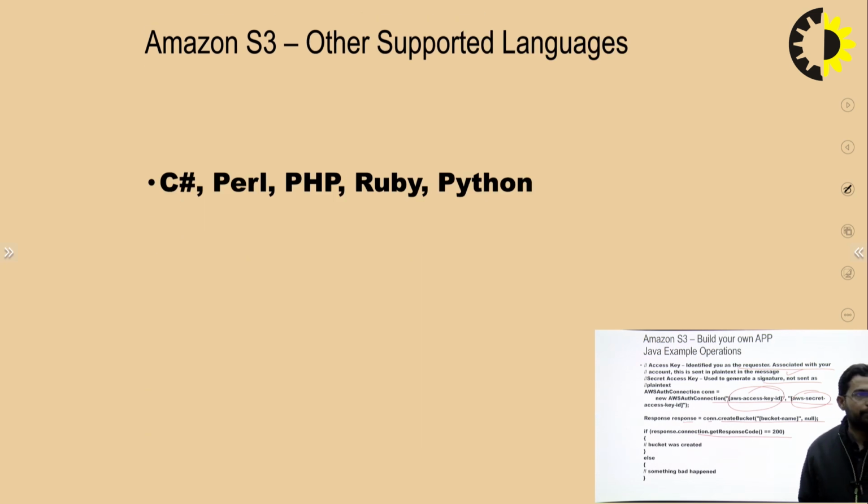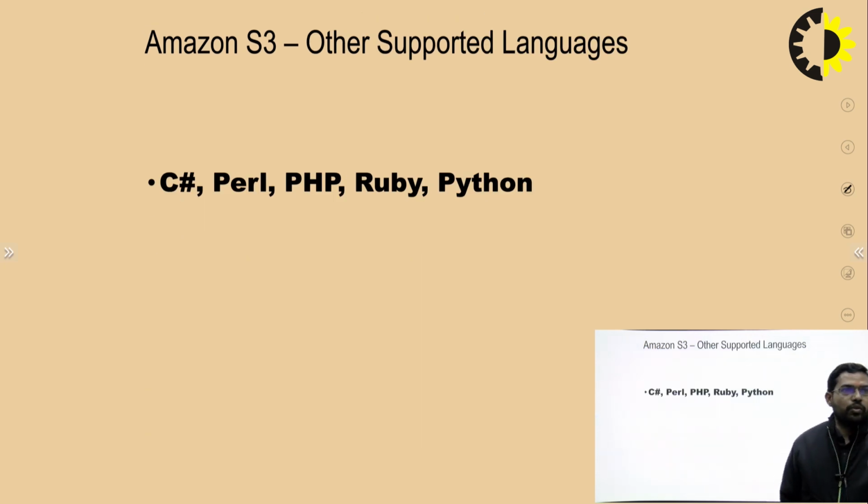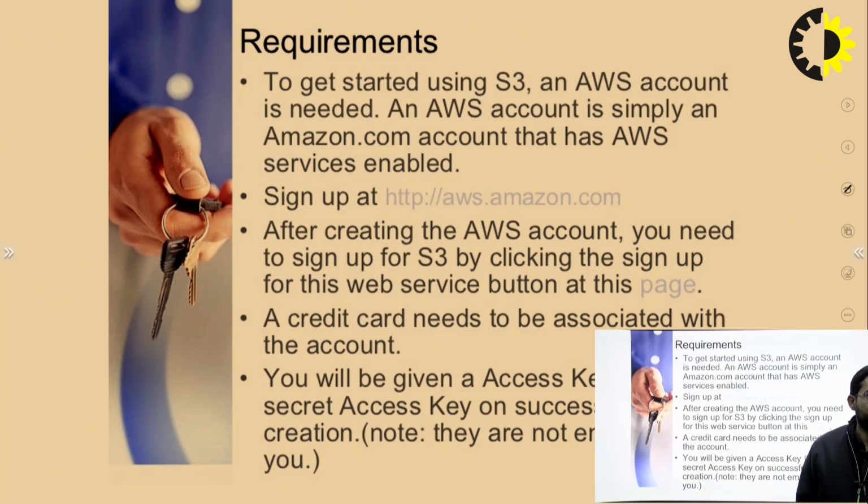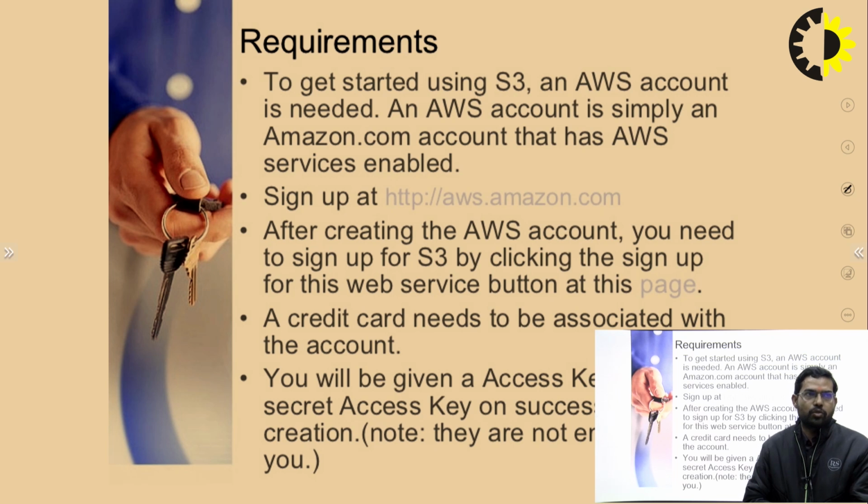That is the key. We can use different languages: C#, Perl, PHP, Ruby, Python. These are the supported languages, after that Java. So what are the requirements for Amazon S3? To get started using S3, an AWS account is needed.